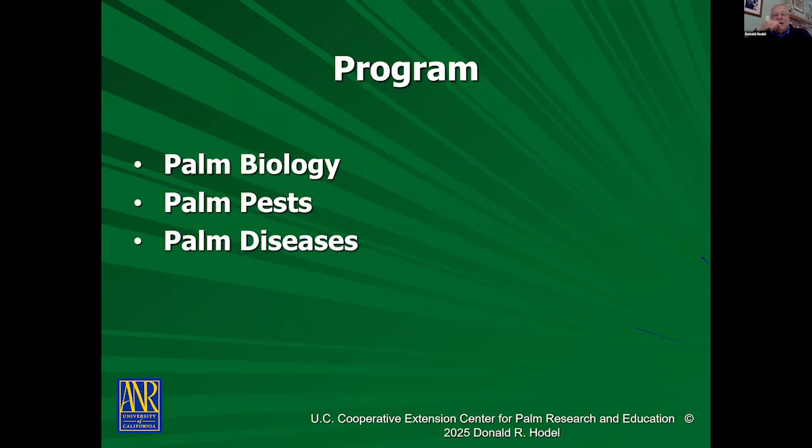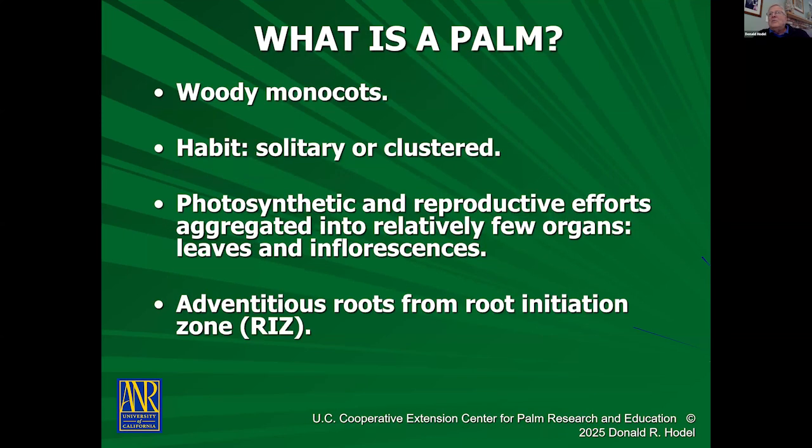So our program today, as I said, was biology and palm pests and diseases. So what is a palm? Well, palms are woody monocots, and they have solitary or clustered habit, which is primarily dependent on the number of stems or trunks. And lucky for us in the landscape, their photosynthetic and reproductive efforts are aggregated into relatively few organs, leaves and inflorescences, which really helps capturing and hauling away potential litter.